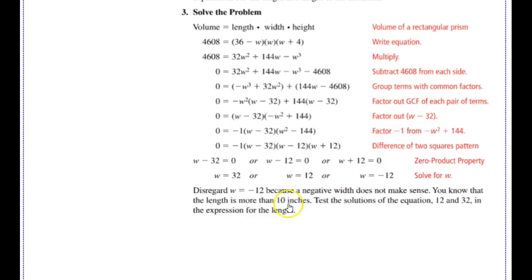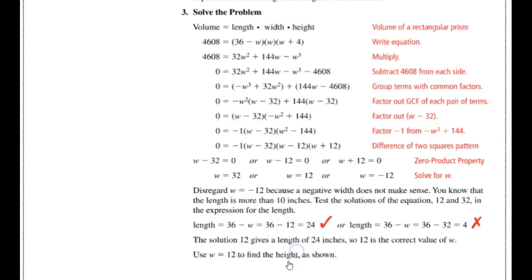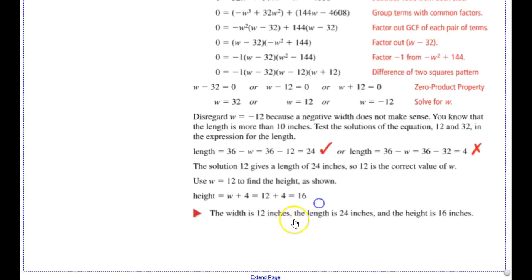So I know also that the length is more than 10 inches. So I can test my solutions back in my expression for length. So I know that my length expression was given as 36 minus W. So I test both my 12 and my 32 answers and I see which one works. And I notice that only the width of 12 works. So I know that 12 is my value of W. So I know the width is 12. I know now that the length is 24. So now I can use this W as 12 to find the height because I was asked to find all three lengths of my terrarium. So now once I've solved for W, I've found all of the rest of what I was looking for.